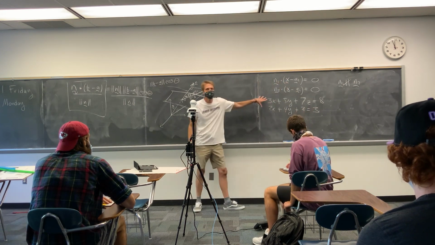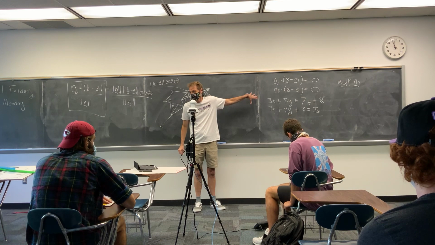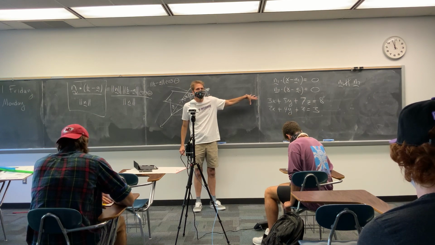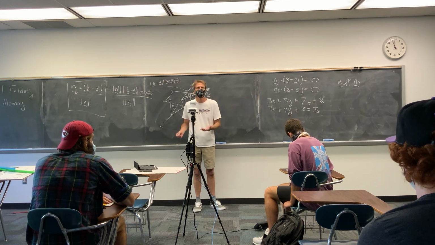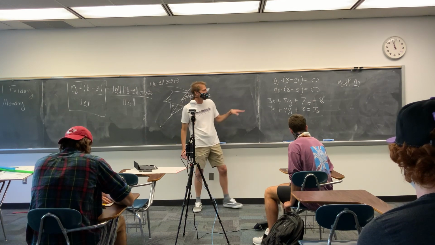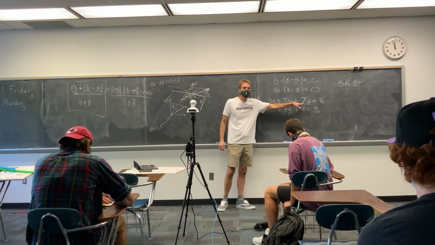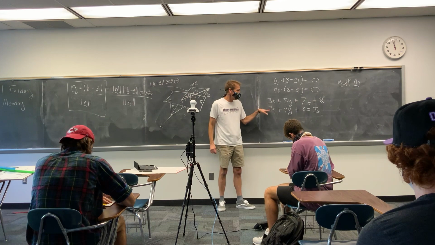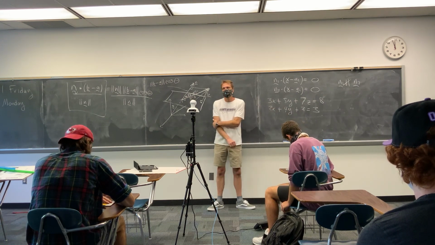Okay, I just gave us two planes. They're not parallel. In fact, what is the normal vector to the first plane? Sorry, I'll read it all. 3x plus 5y plus 7z equals 8. And the next plane is 2x plus 4y plus z equals 3.